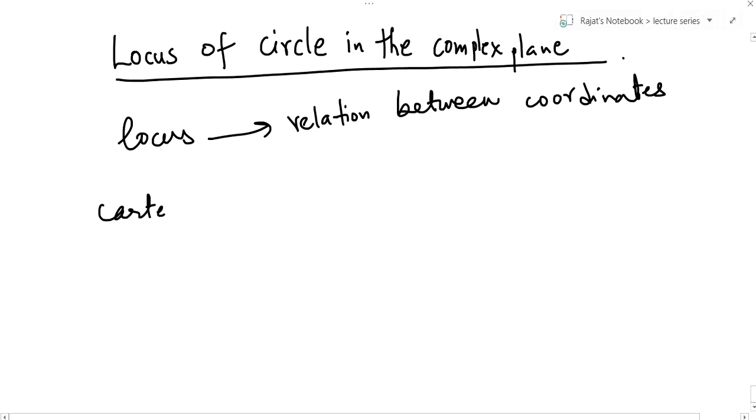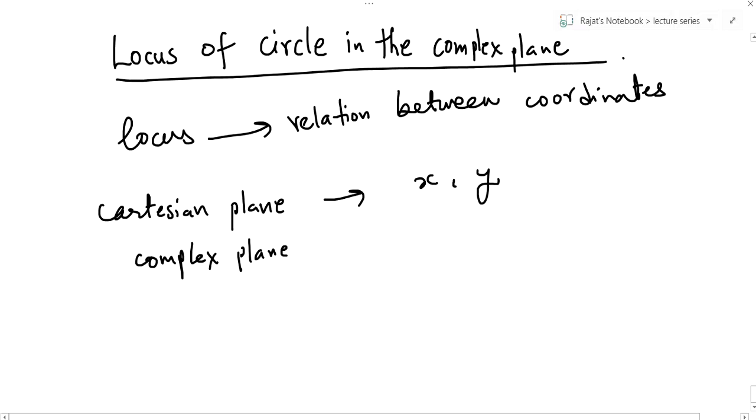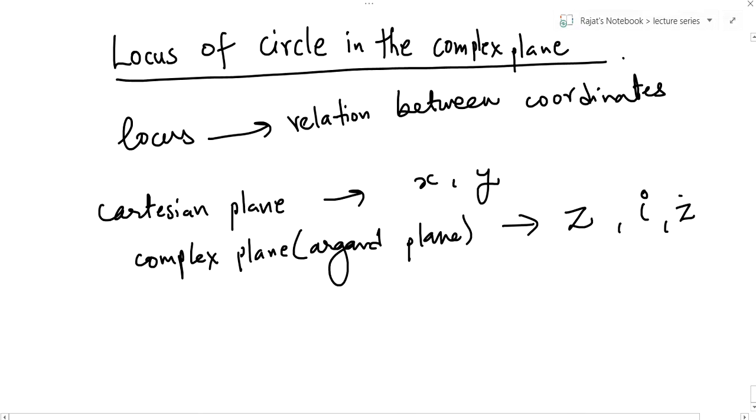If I use the Cartesian plane, then I'll see the relation between x and y. If I use the complex plane, or the argand plane, then I'll see the expression z, i, z bar, these kind of things, the variables that are typical of a particular plane. So if you want to write the locus of circle in the complex plane, then you have to use z, i, z bar to write the locus. If you're writing in the Cartesian system, then you have to use x, y, z. It's very simple.